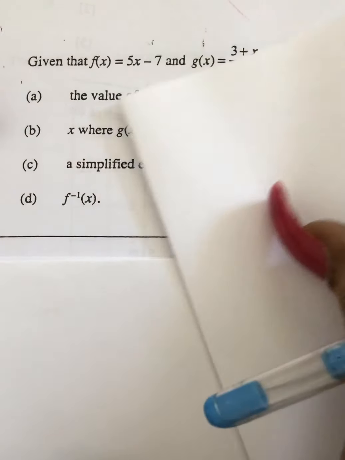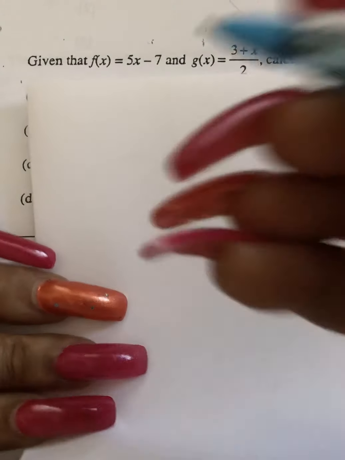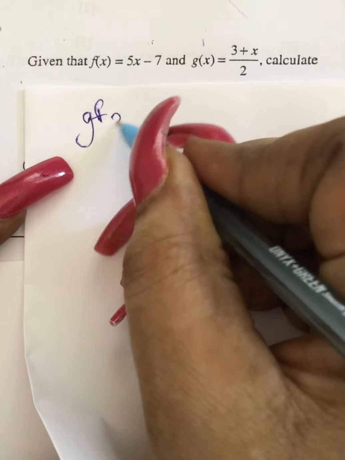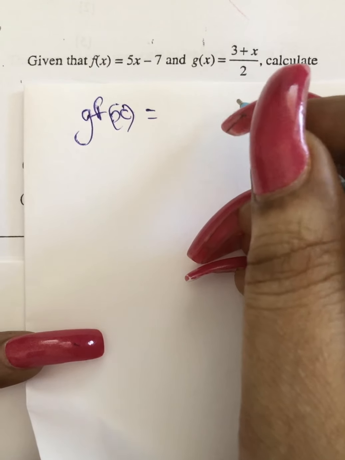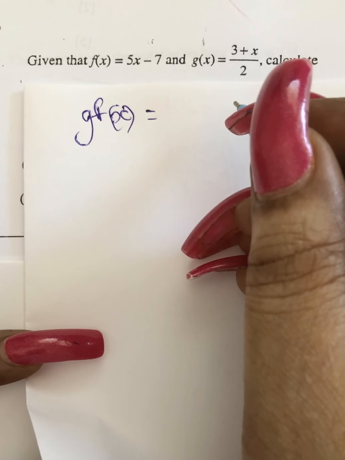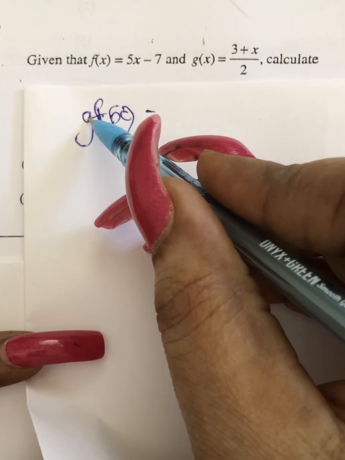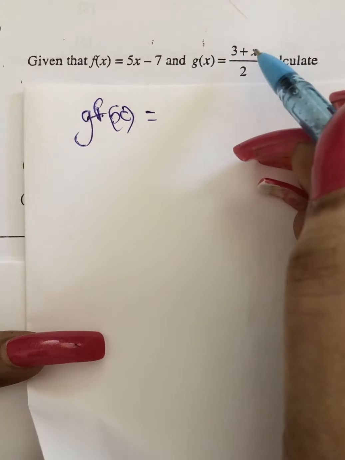Let us move to part C. We want a simplified expression for g f of x. g f of x. Remember what I said in my previous videos on this topic. The right goes into the left. So f is going into g.